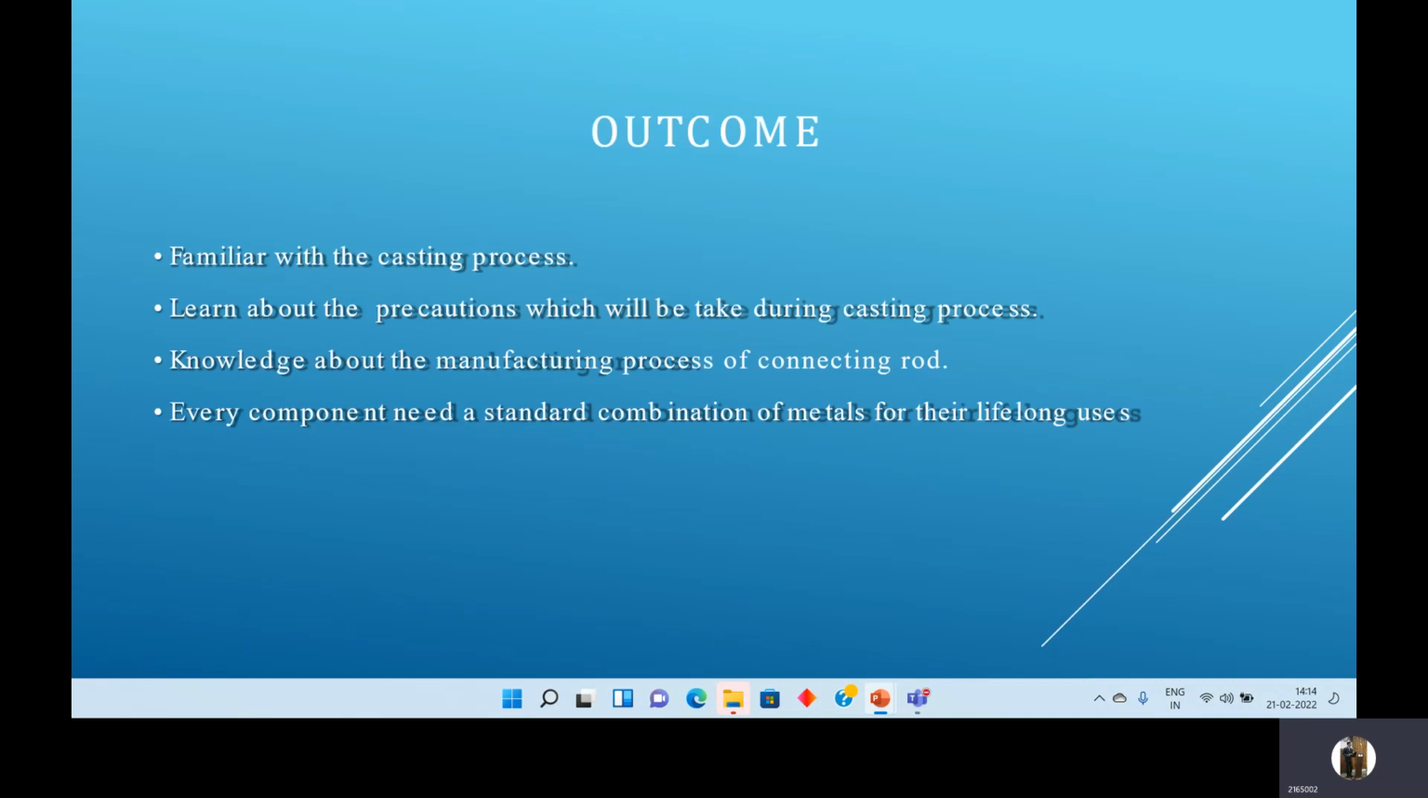So here we are with our outcome. We conclude that we are now familiar with the casting process, and we learned about the precautions which must be taken during casting processes. We also gained knowledge about the manufacturing process of the connecting rod, and that every component needs a standard combination of metals for lifelong use.